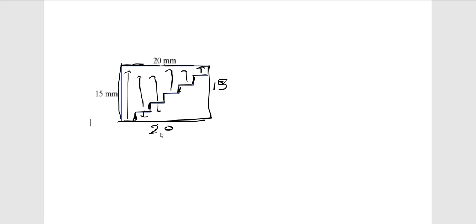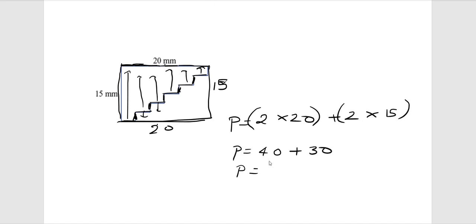So 20 plus 20 plus 15 plus 15 is my perimeter. Or we can say 2 times 20, if you want to try another way, plus 2 times 15. So we're left with 40 plus 30, which gives us 70 millimeters. So that is the perimeter of my shape.